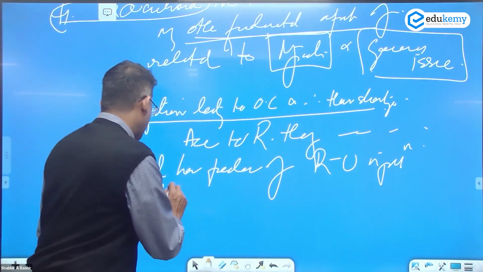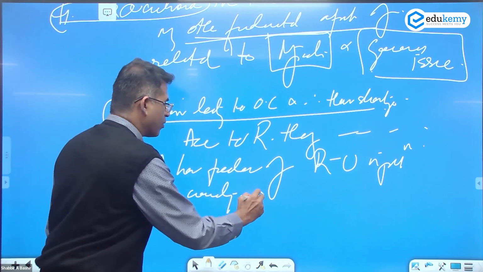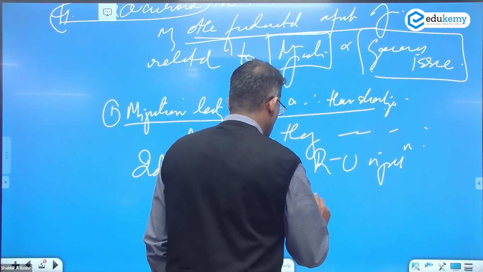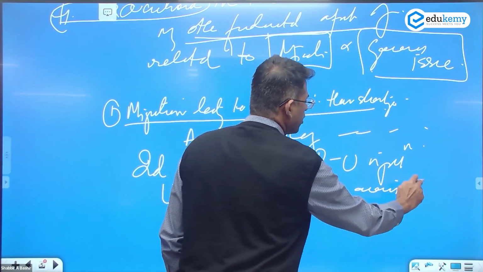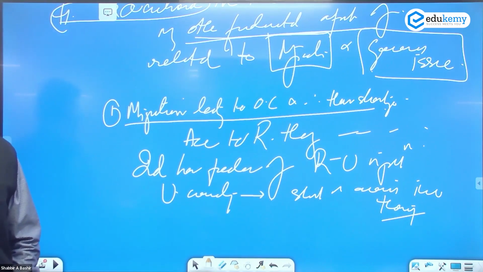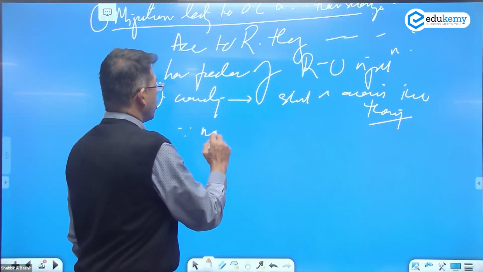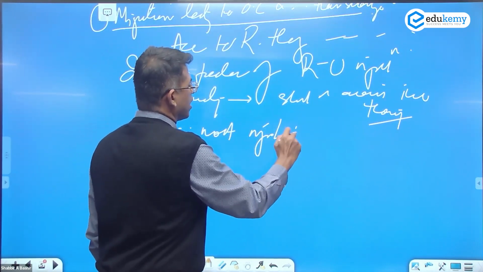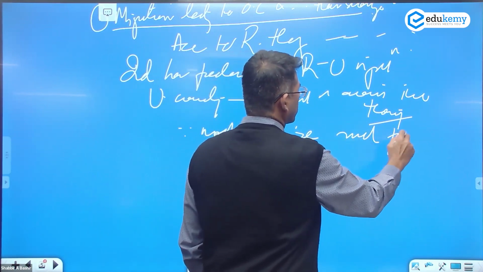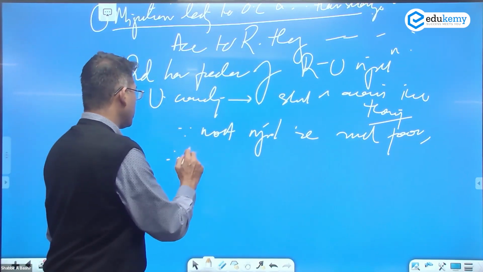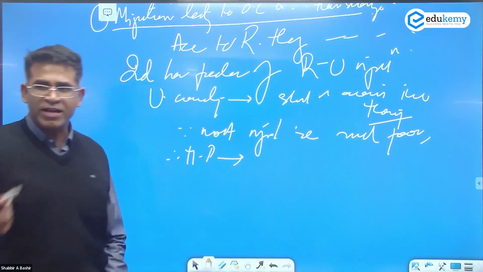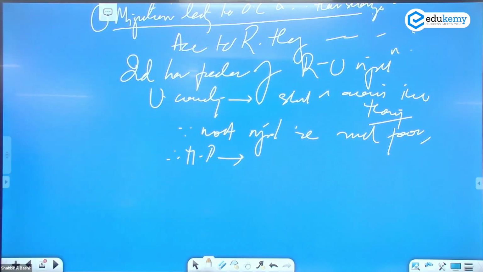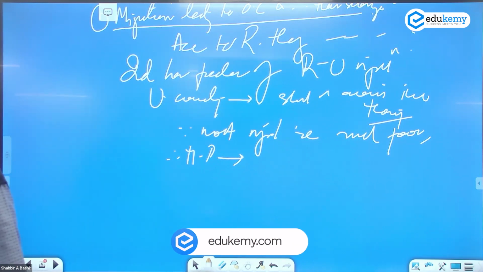Okay, so urban crowding, okay, leads to shortages of amenities, including housing, because most migrants are rural poor. Okay, therefore the housing problem manifests in the form of slums, squatters, unauthorized constructions. Housing problem manifests in the form of slums, squatters, unauthorized constructions in the cities.